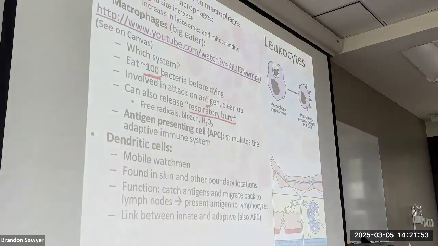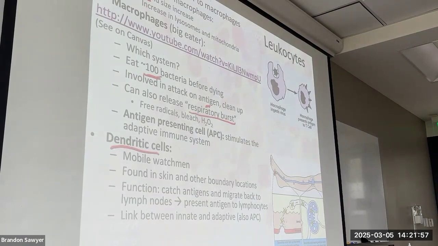So another cell that's important are called dendritic cells. Dendritic cells are actually our primary antigen presenting cell, and they're just roaming around the body, in the tissues, again, looking for things that aren't supposed to be there, looking for foreign invaders, kind of our mobile watchmen. And then again, if they find something that's not supposed to be there, they'll bring that back to the B cells and T cells in our lymph nodes and show them what they found.